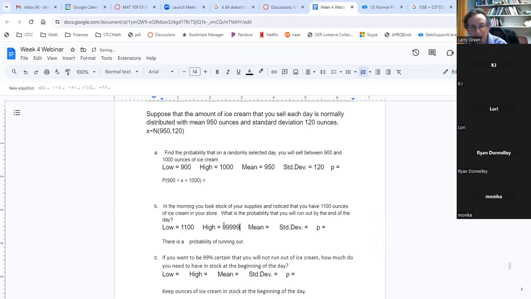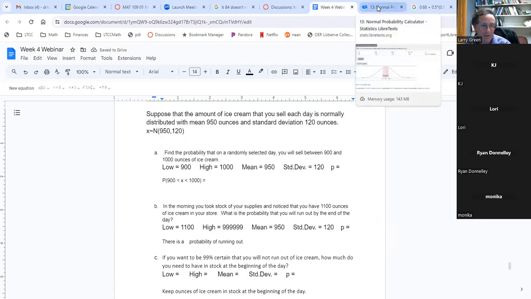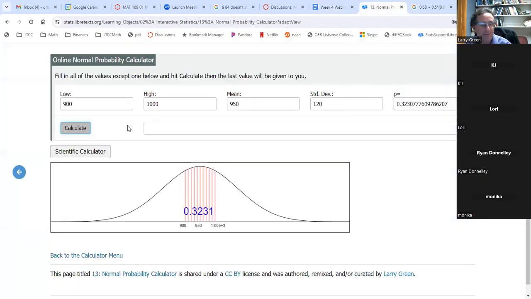Yeah, that's gonna be a bunch of nines. Because again, if people wanted 1 million ounces of ice cream, you're gonna run out. Does that make sense? The mean is gonna be the same, 950. Standard deviation is the same, 120. Okay, so it was 1100. And then a bunch of nines. And P is what we don't know. We can calculate.